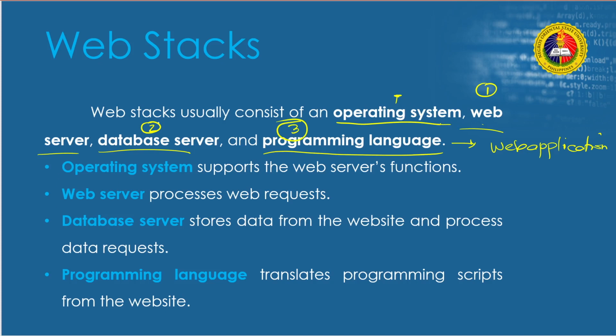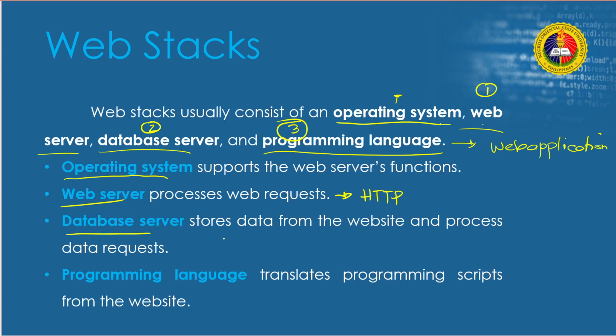So let's talk about the functionalities of each of these applications. First is the operating system. We already know what that is. It supports the web service function. For the computer to work, it needs an operating system, because that is the soul of our computers. Next, the web server. It processes web requests, meaning HTTP requests. In a hotel, it is like the concierge or the front desk. It receives the request and releases the response. That is the web server.